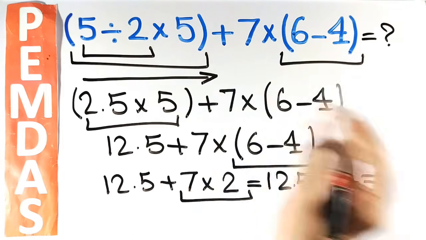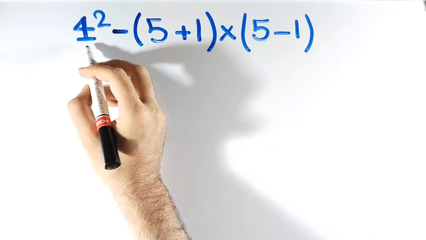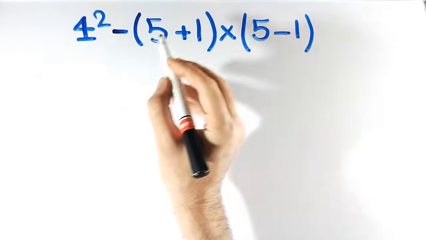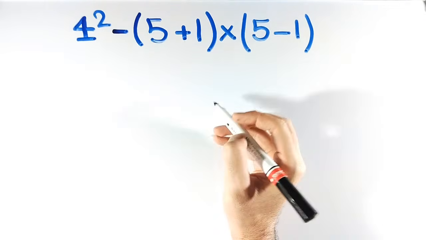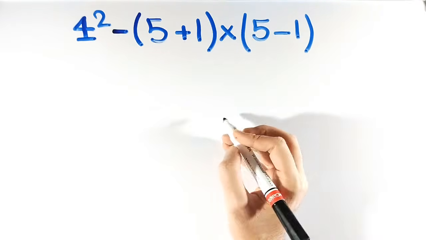Now let's solve another math question together. What is the value of the expression 4 squared minus open parenthesis 5 plus 1 close parenthesis and multiplied by 5 minus 1 inside the parenthesis?